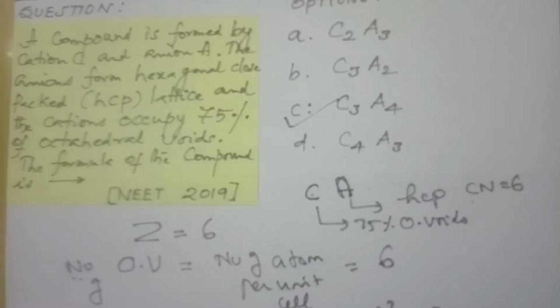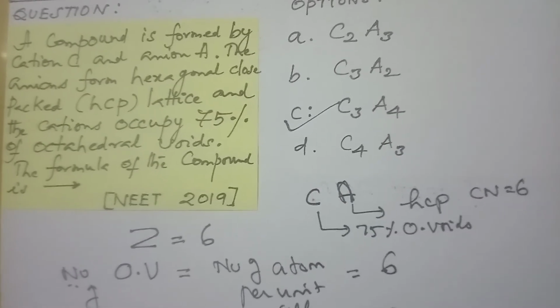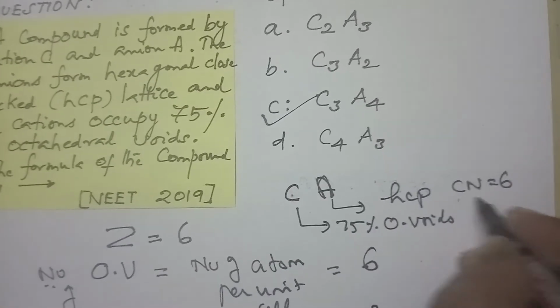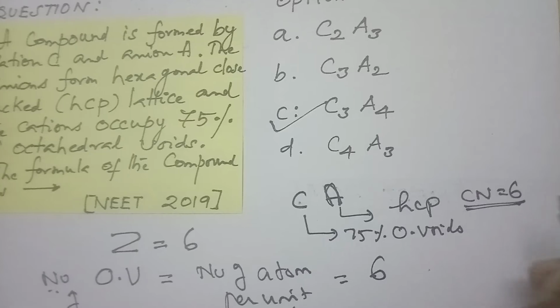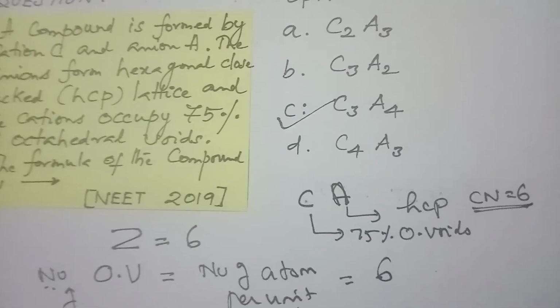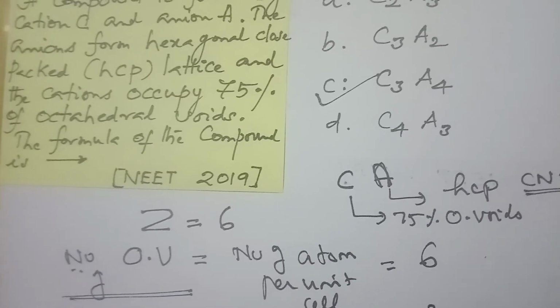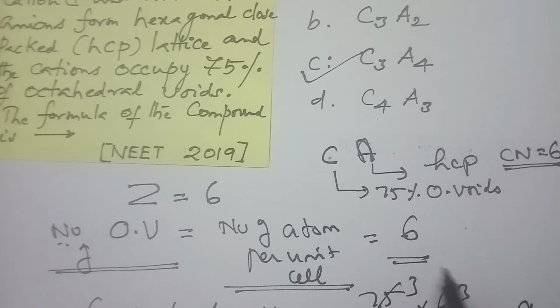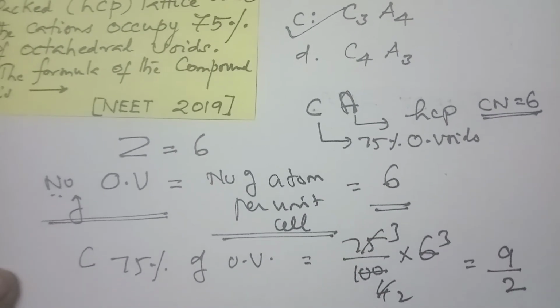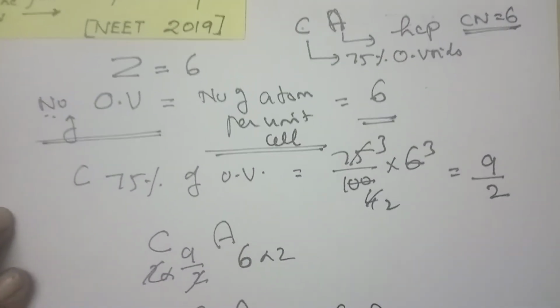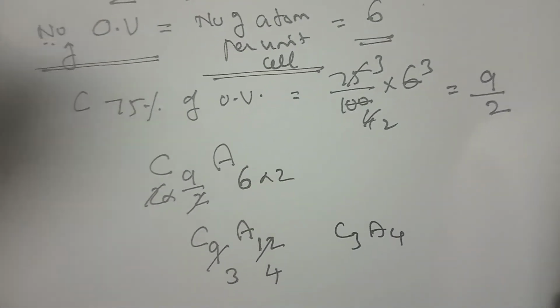Very simple question. Here the knowledge is point number 1: the coordination number of HCP is 6. Second knowledge is that the number of octahedral voids is equal to the number of atoms, that is equal to 6. Afterwards, the remaining steps are simple only. The 2019 question is very easy regarding solid state.